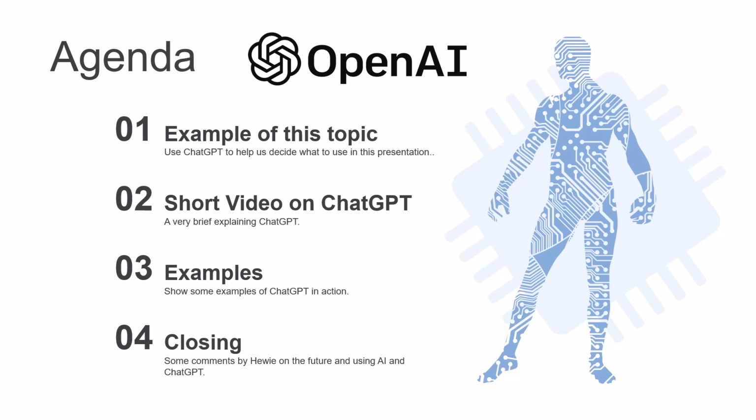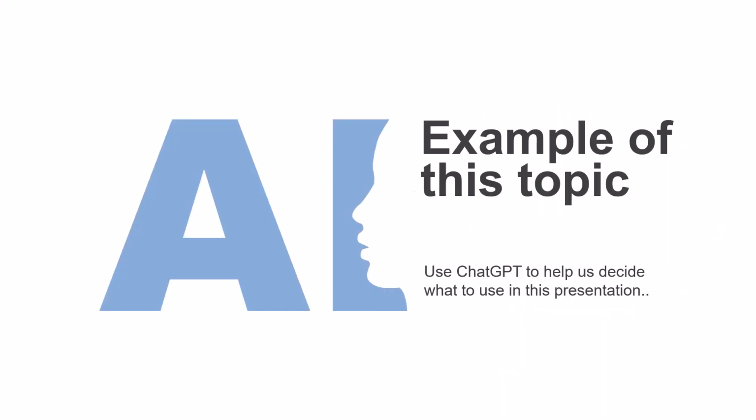We're going to be talking about OpenAI and examples of this topic, a short video on ChatGPT, some examples, and then we'll close out with some opinions of mine. So let's go ahead. And here is the example of this topic. I'm going to use GPT to help us decide what to use in this presentation.